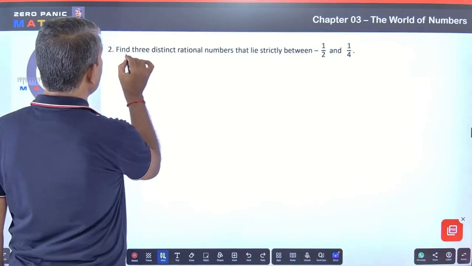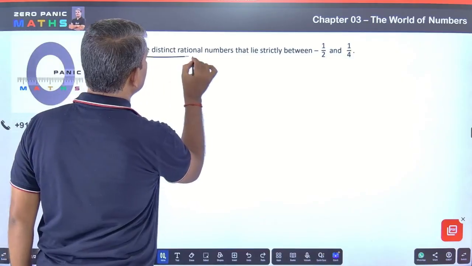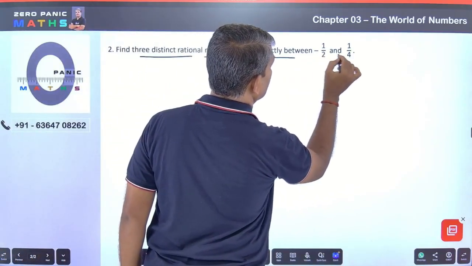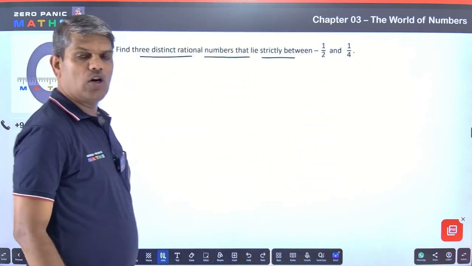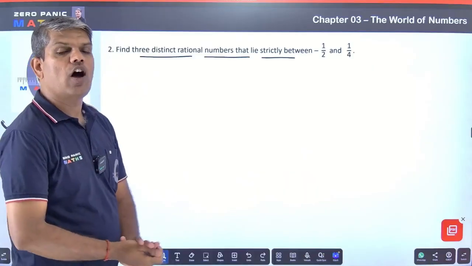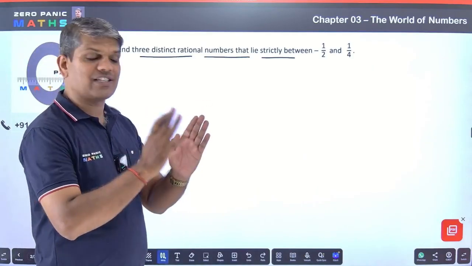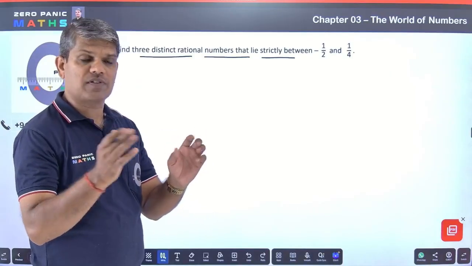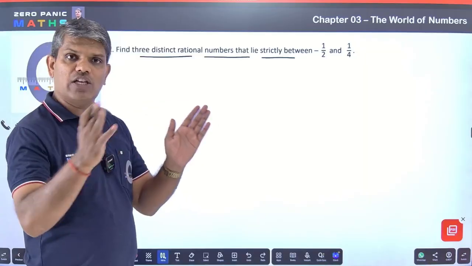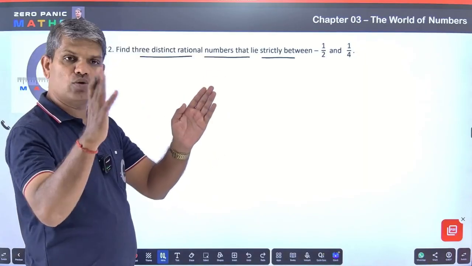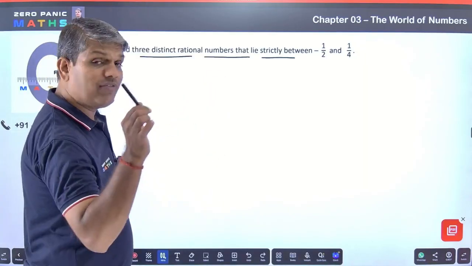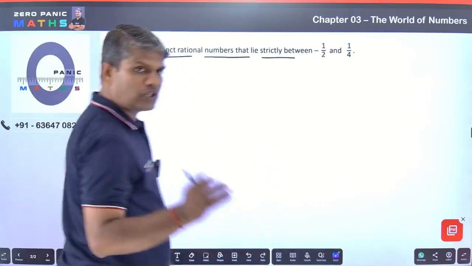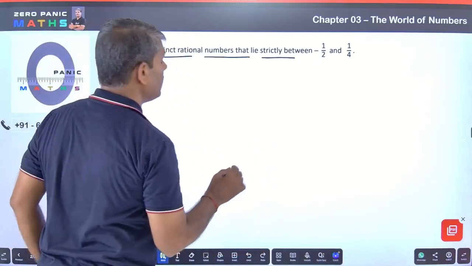The problem here is to find 3 distinct rational numbers that lie strictly between -1 by 2 and 1 by 4. Okay, so there are multiple ways of finding the different fractions that exist between two given fractions. One of the ways we have studied is taking the average of the two numbers. Add the two numbers and divide by 2. I will tell you another method, which is different from taking the average of the rational numbers.